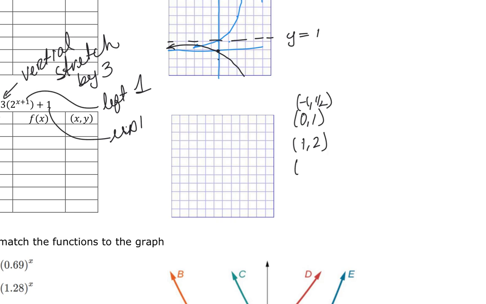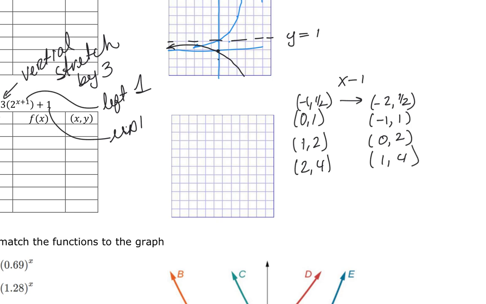Okay, so first thing we know is that we always do what's inside the function. So I'm going to take all of my x's and subtract off that 1. So now this is negative 2, 1/2. This becomes negative 1, 1. This becomes 0, 2. And then I could have put 2, 4. So this would have gone to the point 1, 4. So that's where those transformations went to.